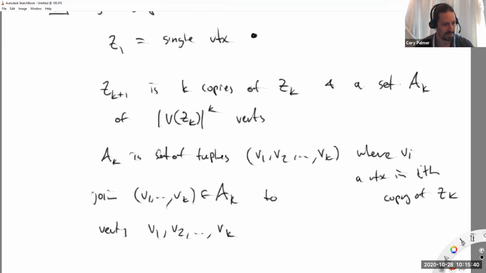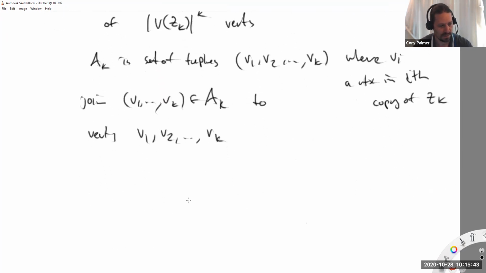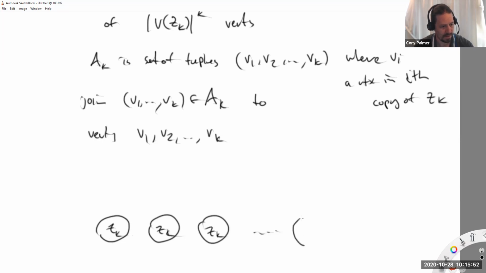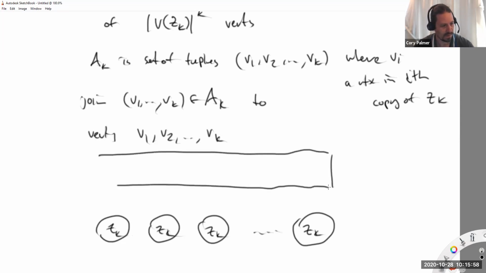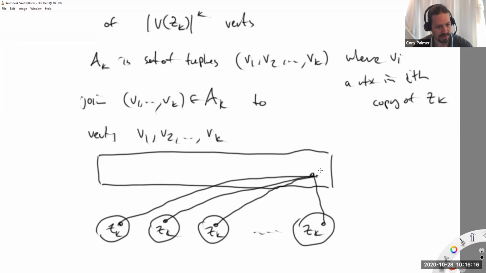Okay, so let's look at a picture of how this graph looks. Say I've got Z_k, then I take k copies of Z_k. So here's Z_k, Z_k, Z_k, Z_k. And then I introduce this huge set of vertices here. And how do I get a vertex? I choose any set of vertices, one from each of these classes here. And for that collection, I introduce a unique vertex up top that they'll be joined to. So this vertex here is (v1, v2, ..., vk). That's the pattern that it's adjacent to.